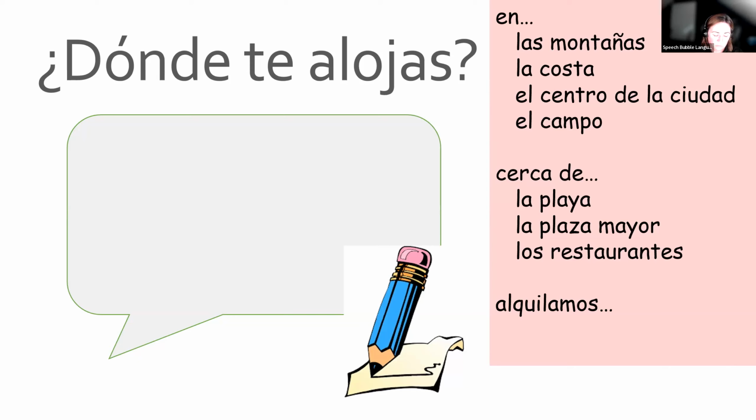Okay. So we have ¿Dónde te alojas? Where do you stay? We have alojo en las montañas, la costa, el centro de la ciudad, el campo. We then have near, cerca de la playa. We could say, me alojo en la costa, cerca de la playa. I'm on the coast and close to the beach.